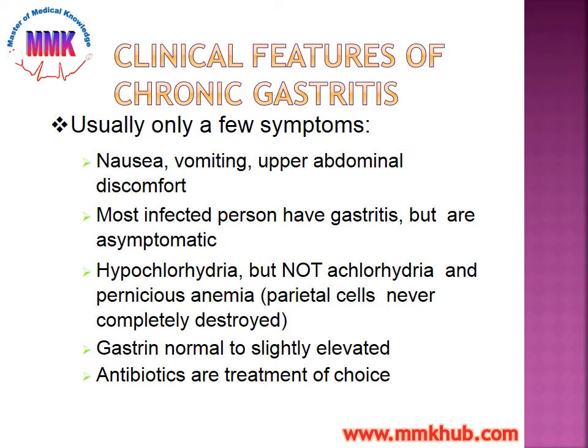Clinical features of chronic gastritis: usually only a few symptoms are present, for example, nausea, vomiting, and upper abdominal discomfort. Most infected persons have gastritis but are asymptomatic. Hypochlorhydria may be present, but there is no achlorhydria, and pernicious anemia may be there, but the parietal cells are never completely destroyed. Gastrin can be normal to slightly elevated, and the treatment of choice in cases of chronic gastritis is antibiotic therapy.